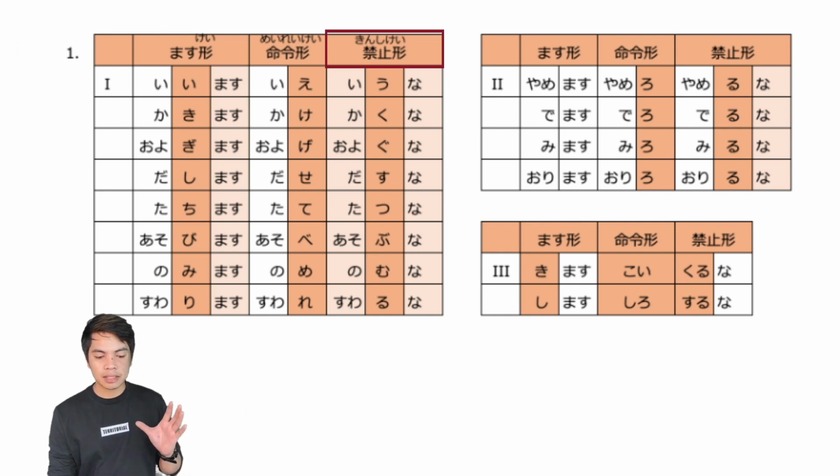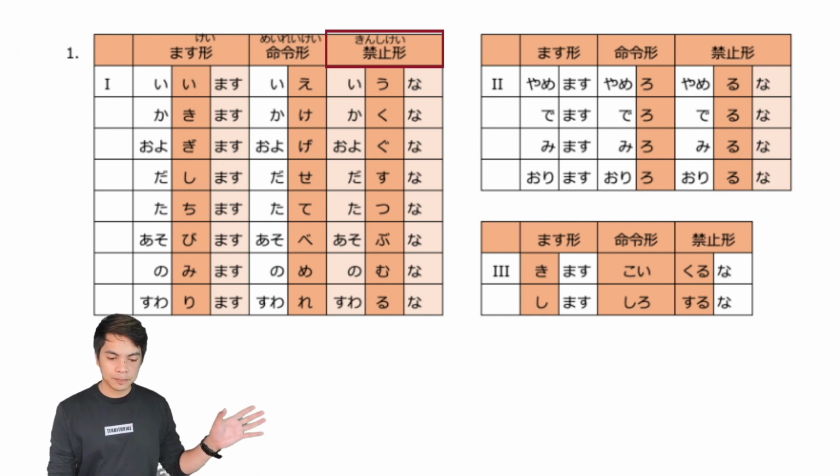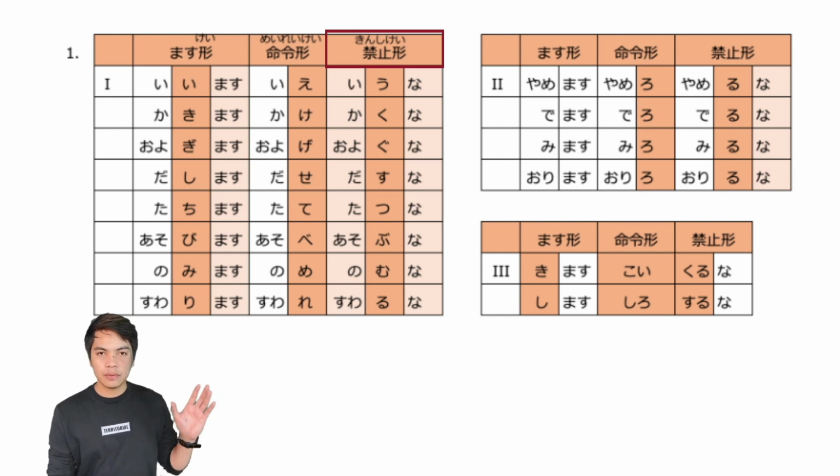Next, kakimasu, kaku, kakuna. Oyogu, oyoguna. So from the verb oyogimasu, to swim, oyoguna, don't swim. Next, the verb dashimasu, dasu, dasuna. Tachimasu, the dictionary form is tatsu, just add na, tatsuna. Asobimasu, asobuna. Nomimasu, nomu, nomuna. And suwarimasu, the dictionary form is suwaru, just add na, suwaruna. So that is the kinshi kei, or the form used to prohibit someone from doing something.